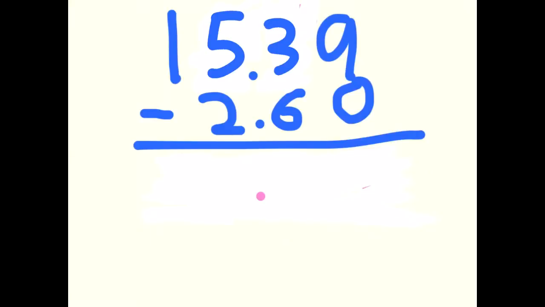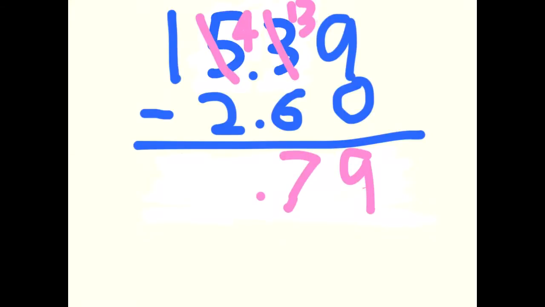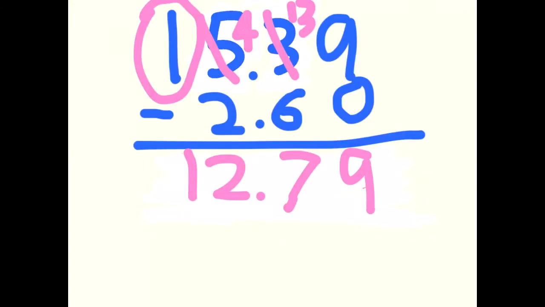So 9 minus 0 is obviously 9, and 3 minus 6 you're going to have to borrow, so that becomes a 4, and this becomes a 13, and 13 minus 6 is 7, so you get 0.79 so far. 4 minus 2 is 2, and there is an all alone lonely 1, so your answer is 12.79.